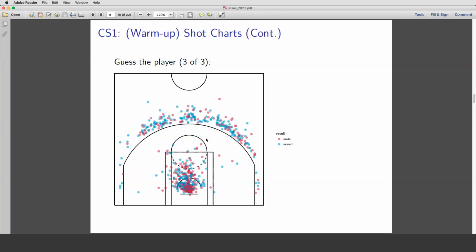Third player here, you could see pretty much takes 3-point shots and shots at the basket. Almost no mid-range attempts. If you look at some of the analytics we'll see later, like expected points by shot distance, you can see this is a player who's heard that taking mid-range shots is not an efficient shot for most players, and this is a player who kind of abides by that.